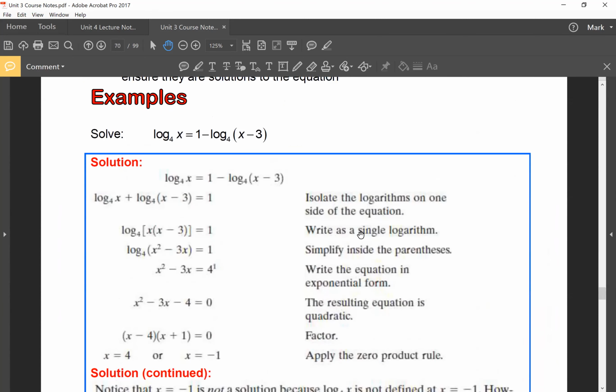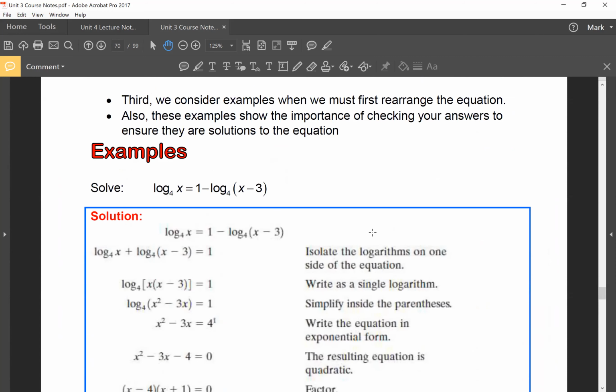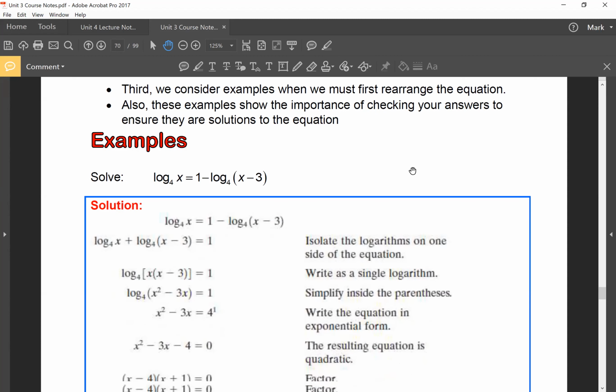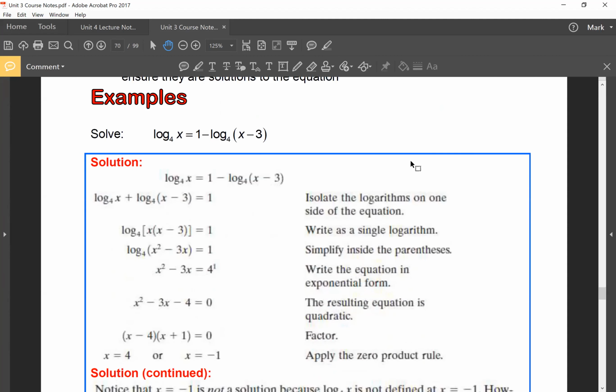All right, so let's look at another example. I mean, these are all pretty much the same. We're applying similar rules. It says, let's consider examples where we must rearrange the equation. These examples show the importance of checking your answers as well. So solve this equation. What we need to do is get the logarithms on one side. These are all in your guidelines as well. So earlier when I was reading your guidelines, these were part of them. It says isolate the logarithms on one side of the equation.